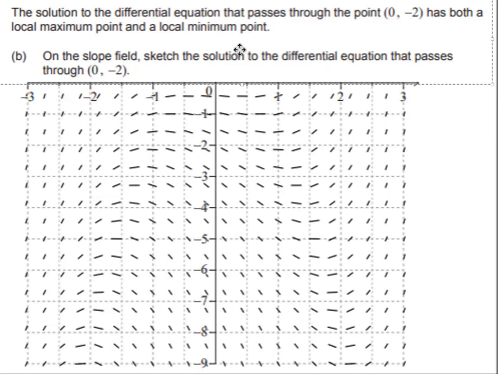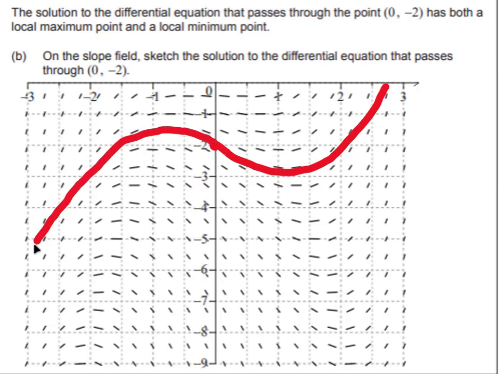The next part said, much more normal, the solution to the differential equation that passes through (0, -2) has both a maximum and a minimum. On the slope field, sketch it. So I put my starting point on, and then with as much accuracy as I can, and you don't need to go mad on this, I just follow the flow. So I don't know, about there. And there'll be quite a lot of leeway given for a sensible sketch.